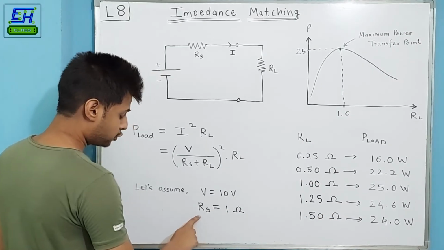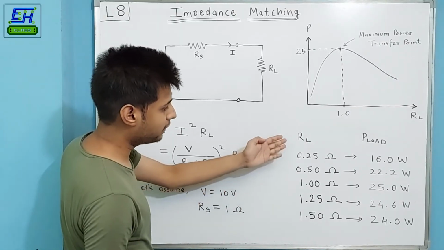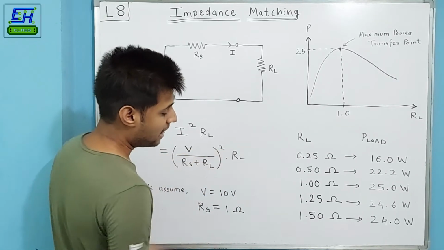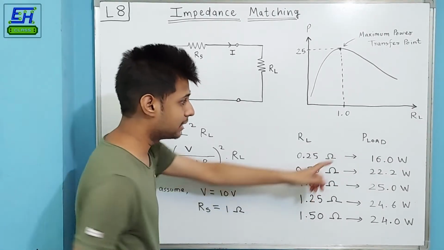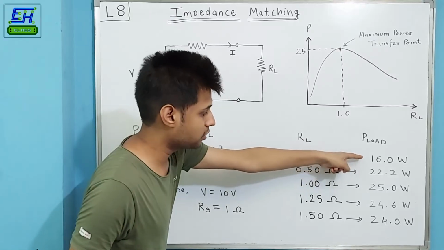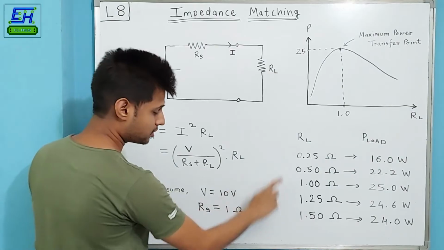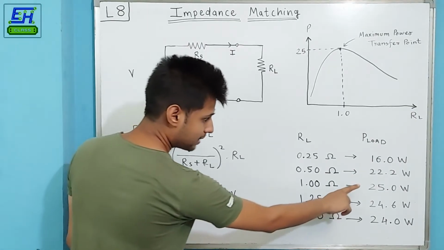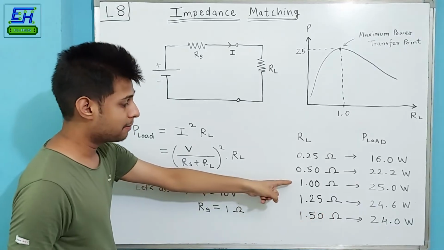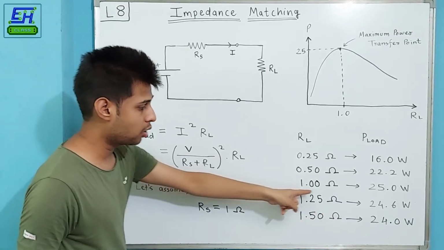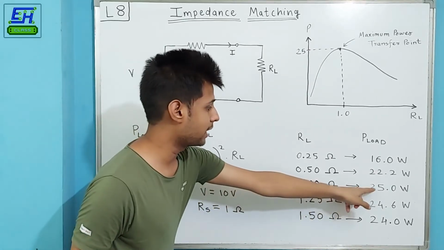As we have kept the value of source resistance RS equal to 1 ohm, we can clearly see from here that while we increase the value of load resistance RL and approach the same value of 1 ohm, we can see a clear uptrend in the power delivered to the load, starting from 16 watts to 25 watts. But after that point, if we further increase the load resistance RL, we can see a clear downtrend, from 25 watts to 24 watts. And the maximum power that we are getting is around the same value of 1 ohm, that is the same as the source resistance, where we are getting 25 watts.